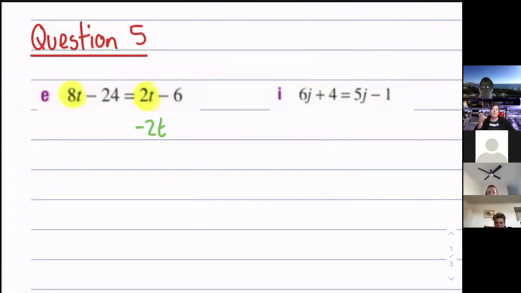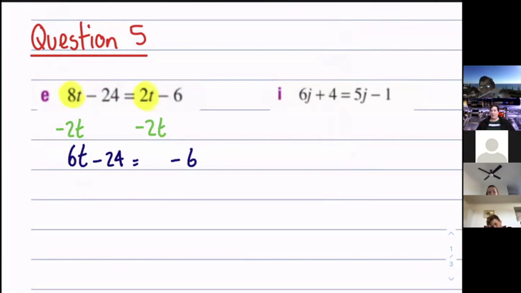If there's no sign in front of it, you assume it's a positive, because that's what we've chosen not to write in maths. Mathematicians are always lazy. There's always something you don't have to write. So we're going to minus 2t. We've got our minus 24 still there, minus 6 is still there, but these have disappeared, and 8t minus 2t, well, that's 6t.